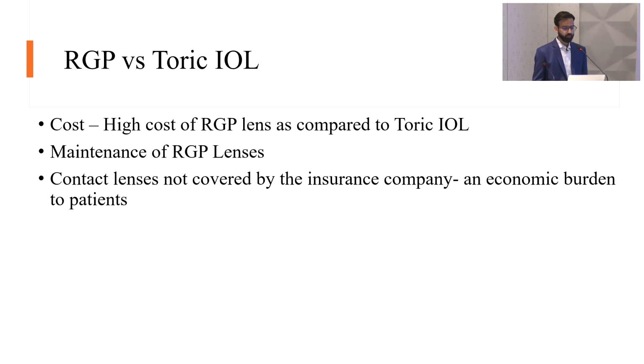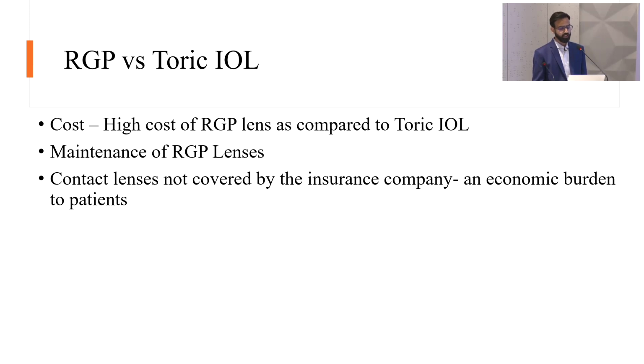Now coming to the debate over RGP versus toric IOL. Cost is one of the important factors. As we know, India is still a developing country. The high cost of these RGP lenses can be a very important factor in considering them, as most of the lenses cost around 20 to 30 thousand, and they may be suitable for use only for 2 to 3 years.